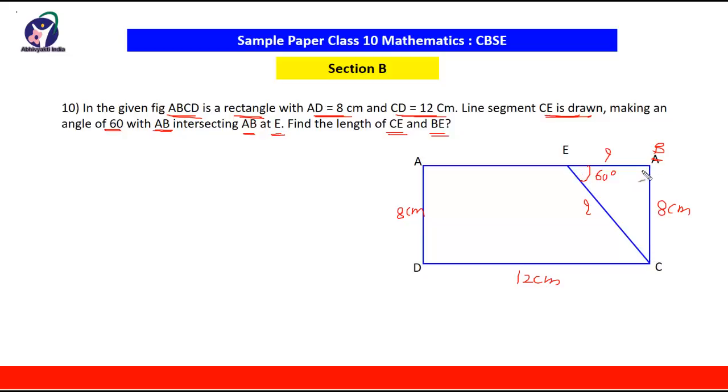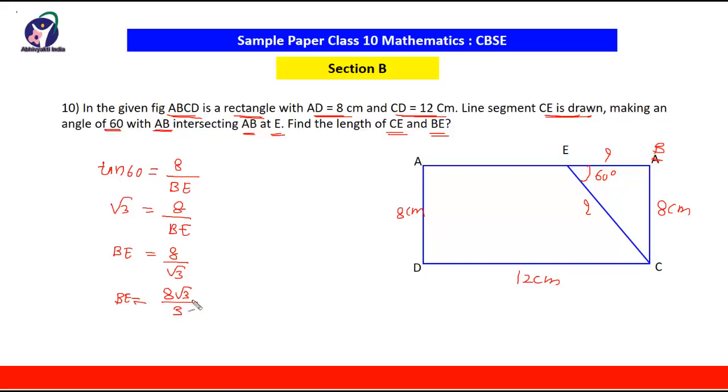In this triangle we can say that tan 60 is equal to opposite side upon adjacent side. So we can get tan of 60 is equal to opposite side, that is 8, upon adjacent side, BE. Tan 60 is what? It is root 3. So root 3 is equal to 8 upon BE, and therefore BE, cross multiplying, is equal to 8 by root 3. Rationalize because we don't write a surd in the denominator, and therefore BE is equal to 8 root 3 upon 3.